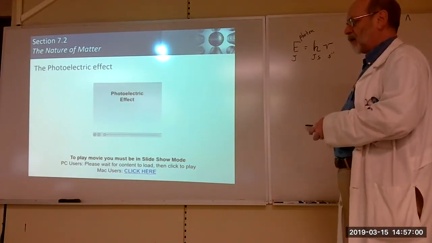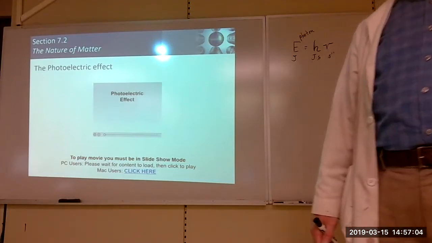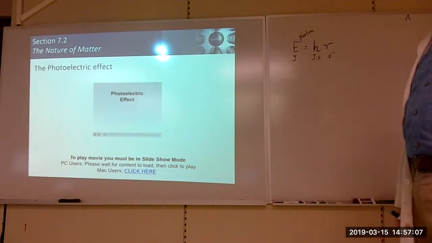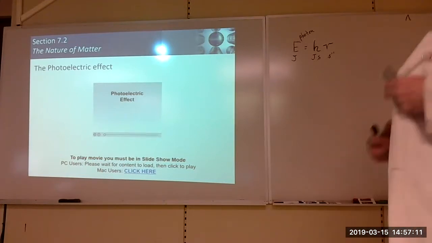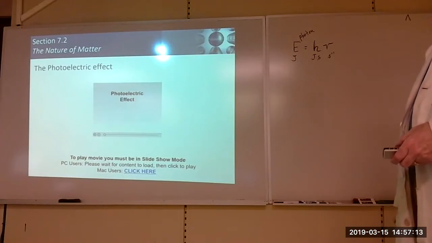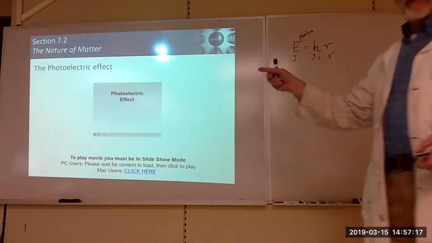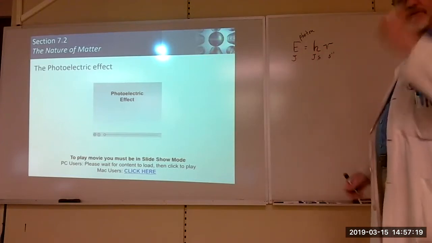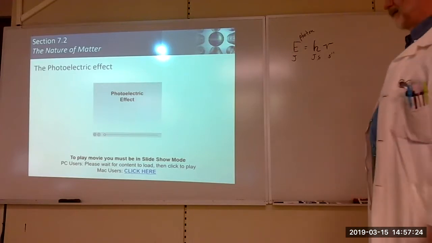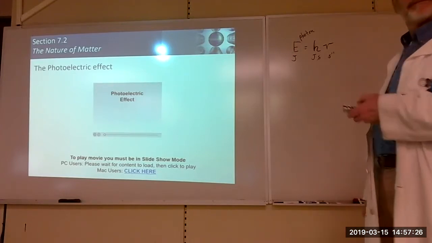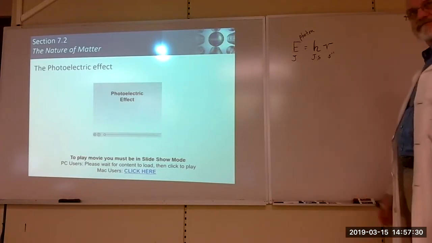The mathematical explanation for the photoelectric effect was proposed by Albert Einstein. In fact, that was his first paper. He was working at the patent office in Zurich, Switzerland, and he got a Nobel Prize for it. Everybody associates Einstein with E equals MC squared or relativity or something, but he got his Nobel for this one because he explained mathematically what was happening.